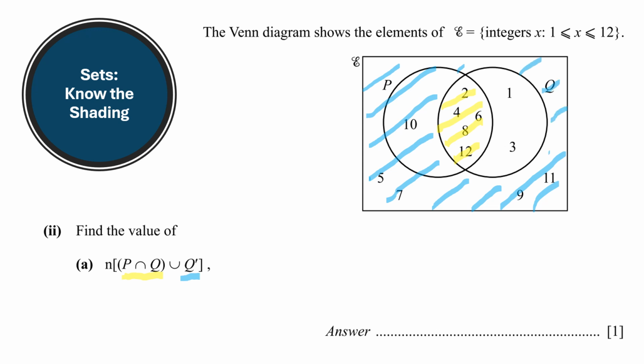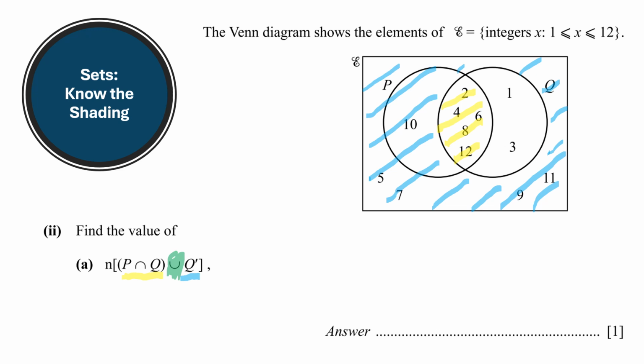Okay, so then what I need to look at now will be the symbol. This symbol here stands for union. Union means it's everything in the yellow region, or also in the blue region. So union means I include everything that I see here.